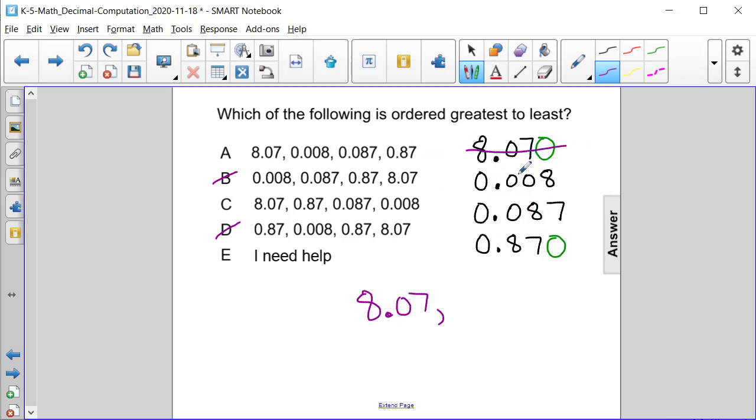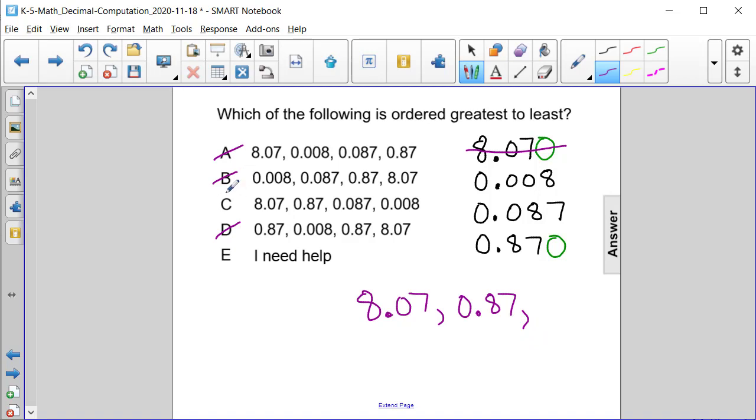And now let's look for the next highest number. If we compare the ones, they all have zeros, so let's skip it. They all have the decimal point. Now let's look at the tenths column, 0, 0, and 8. The 8 in the tenths column is bigger than both of these numbers that have zeros in the tenths column. So 87/100 is the next highest number.